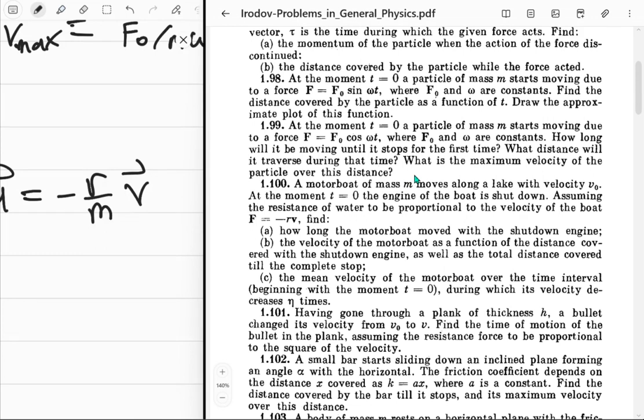Right? So now what do we do with it? How long did the motorboat move with the shutdown engine? So time dependence. Okay. Since it's all in just one direction, it's negative r v. It's not negative r x. If it was negative r x, it would have been different. Okay. How long did the motorboat move with the shutdown engine?